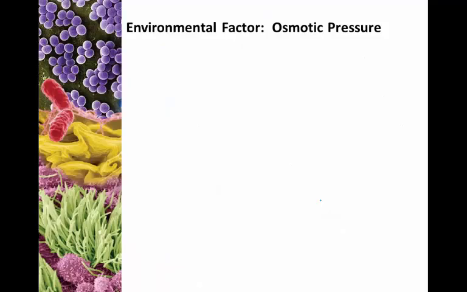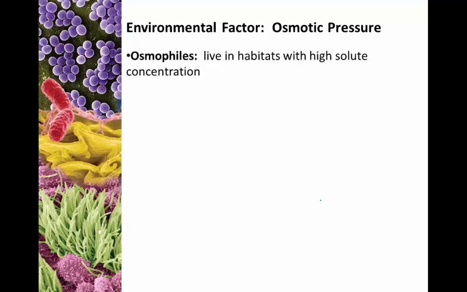Another environmental factor, osmotic pressure. Osmophiles live in habitats with high solute concentration. So this is a general term for organisms that like high solutes. If you remember, a solute is anything dissolved within the environment, anything dissolved within the liquid. These can be sugars, salts, metals, you name it. Usually sugars and salts kind of take the lead here.